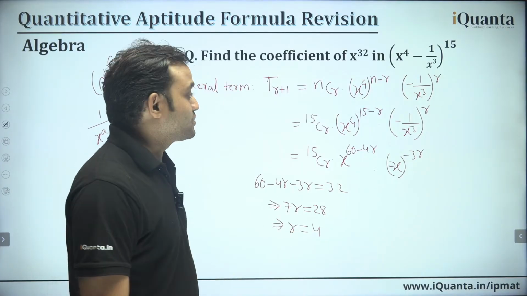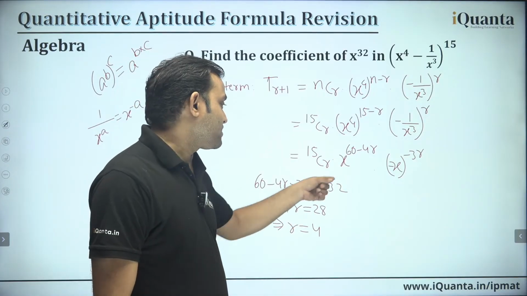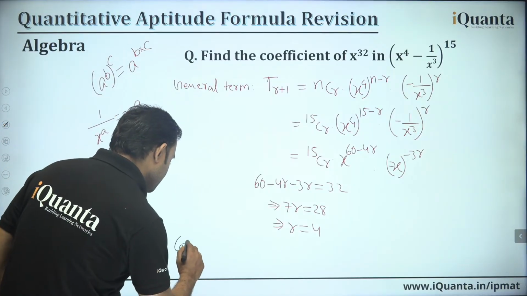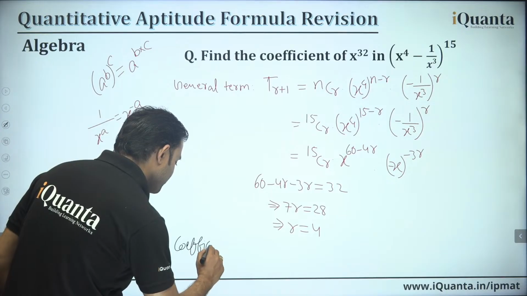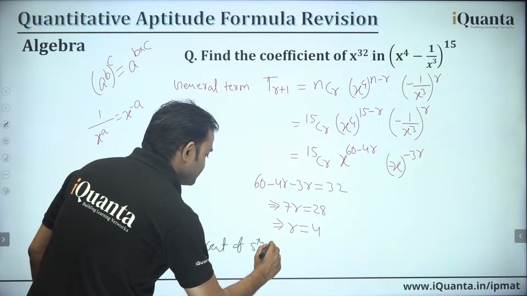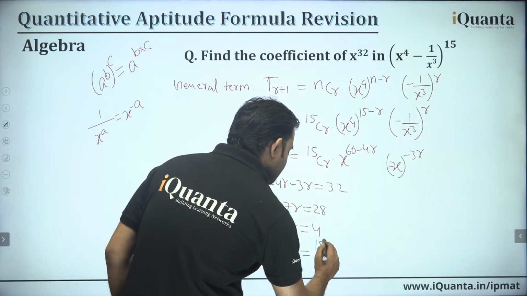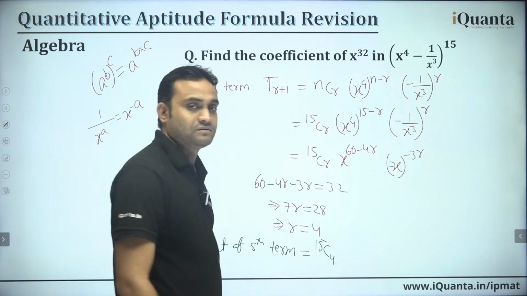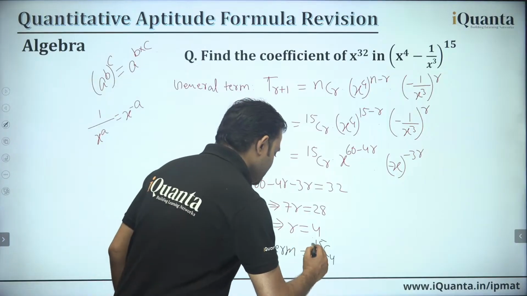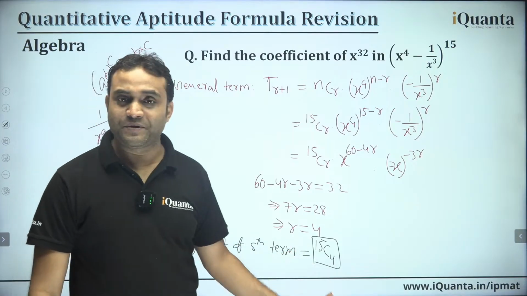If r is equal to 4, that means we are looking for the fifth term and we can find the coefficient, right? What can we say the coefficient of the fifth term will be equal to? 15C4. Now we don't need to calculate it as there are no options here, okay? This will be a very big value to calculate, so let's keep it here.